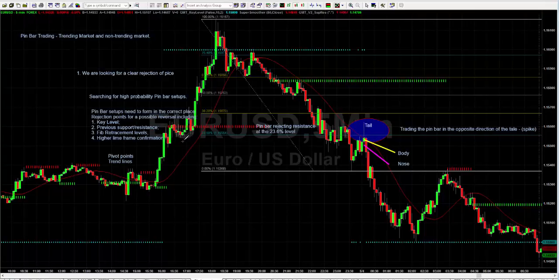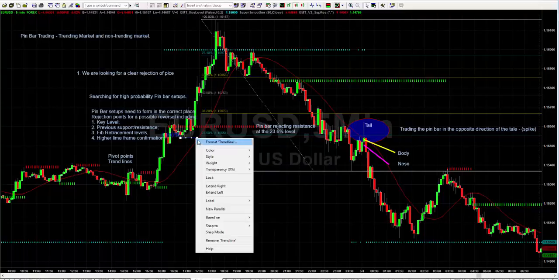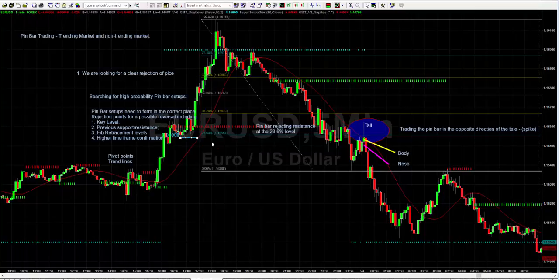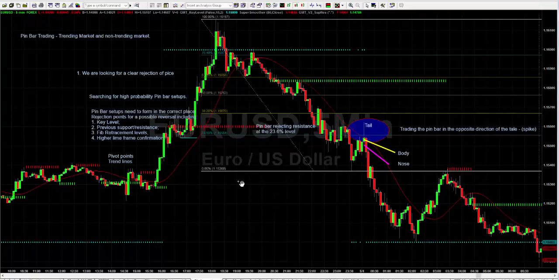So if we're making a series of higher lows, what kind of a trend do we effectively have? Anybody? We've got an uptrend. So there are a few ways we can do this.